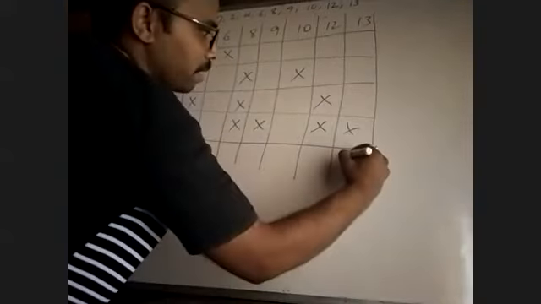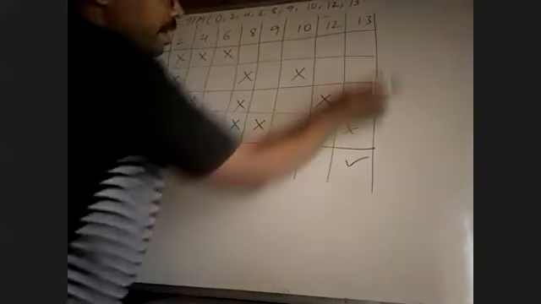Therefore, I am taking the first. I am taking column number 13 with a single cross mark, and this row is the essential prime implicant. The first essential prime implicant is A bar plus C.